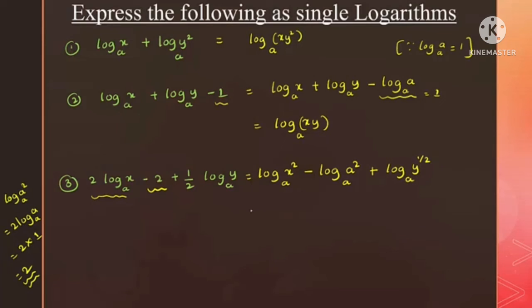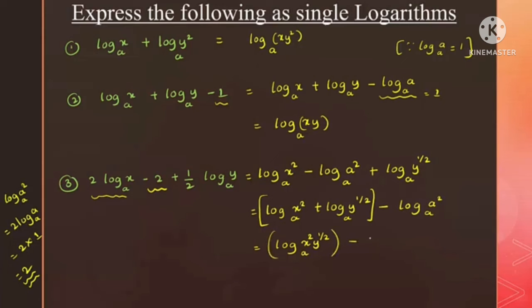Now I am going to write log x square to the base a plus log y raised to 1 by 2 to the base a minus the remaining log a square to the base a. Here I can apply the first rule, that is the additive identity. So I can write directly, the argument should be a product here, so x square y raised to 1 by 2 to the base a. So this is the first rule. Minus the remaining is what? Log a square to the base a.